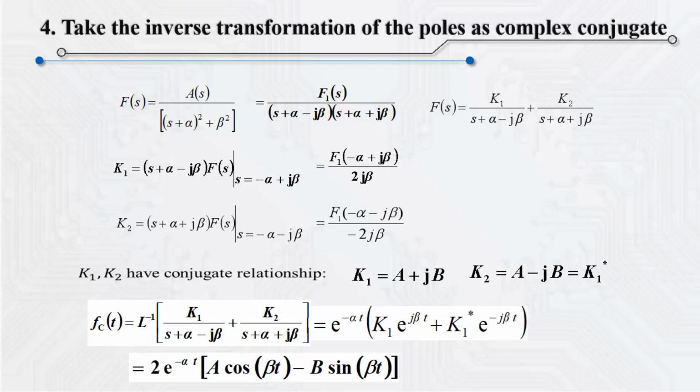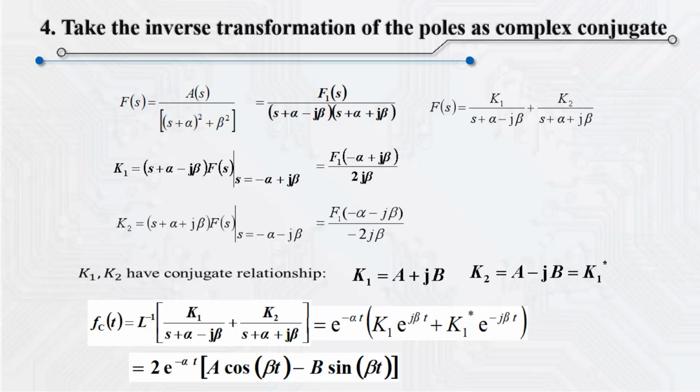Let's solve k1 and k2. The solution of k1 and k2 is consistent with that of a single root. When solving k1, we multiply both sides of the equation by s plus alpha minus j beta, and let s equal -alpha plus j beta. We will obtain k1. The solution of k2 is to multiply both sides of the equation by s plus alpha plus j beta, making s equal to -alpha minus j beta. We will obtain this formula.